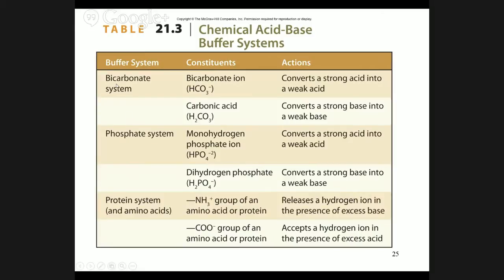And here's a chart of that. Bicarbonate ion converts a strong acid to a weak acid. Carbonic acid converts a strong base to a weak base. Monohydrogen phosphate ion converts a strong acid into a weak acid. Dihydrogen phosphate converts a strong base into a weak base. The NH3 group of an amino acid or protein releases a hydrogen ion in the presence of an excess base, while the COO group of an amino acid or protein accepts a hydrogen ion in the presence of excess acid.